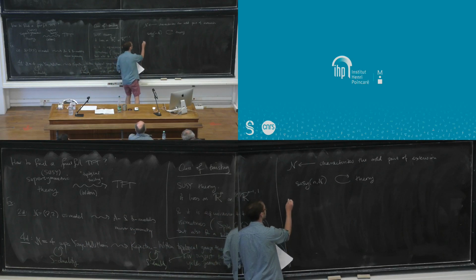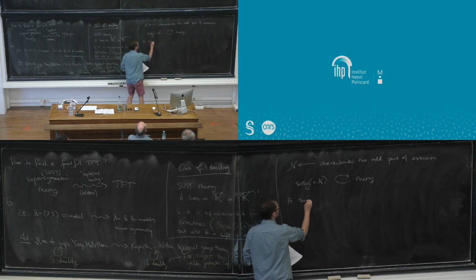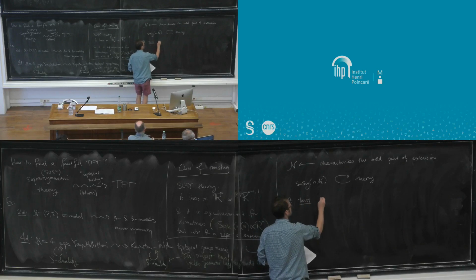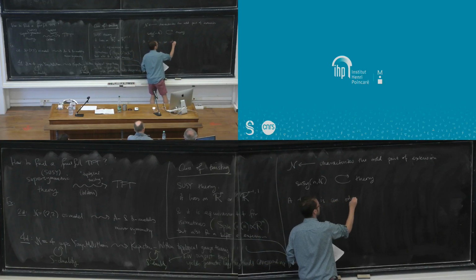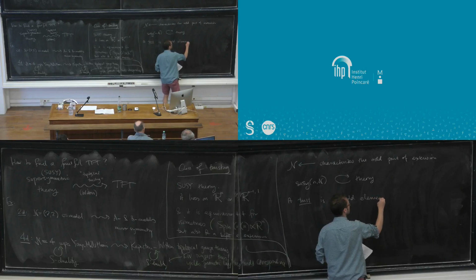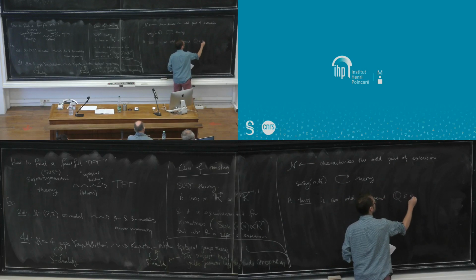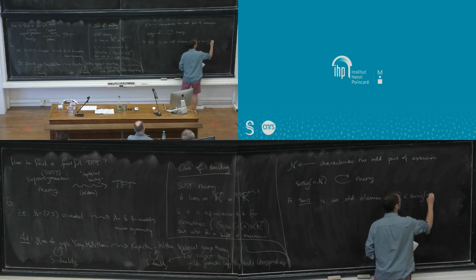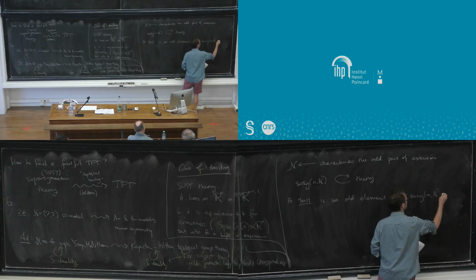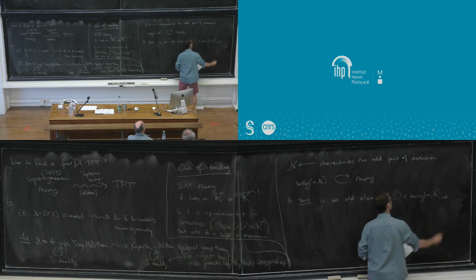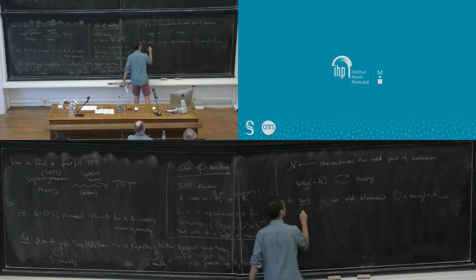And so now a twist is an element of the odd component that self-brackets to 0.